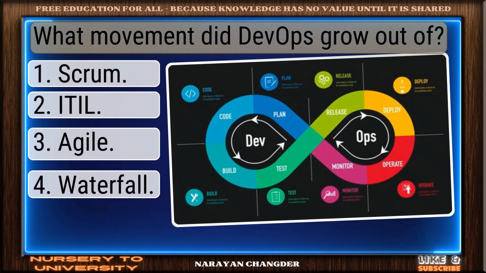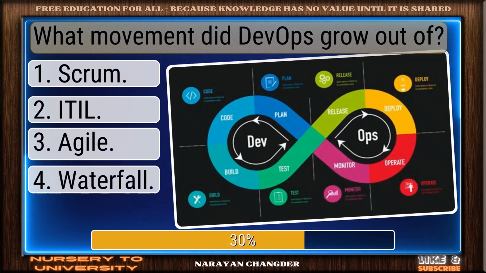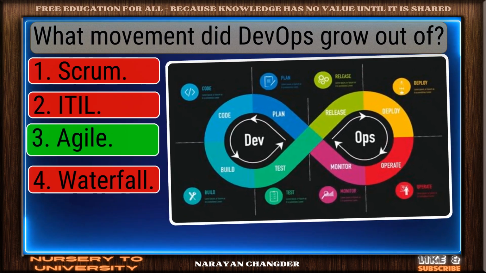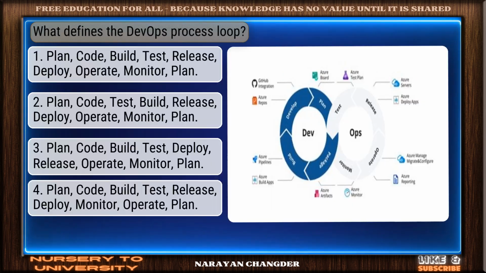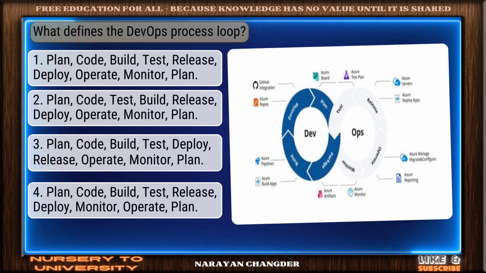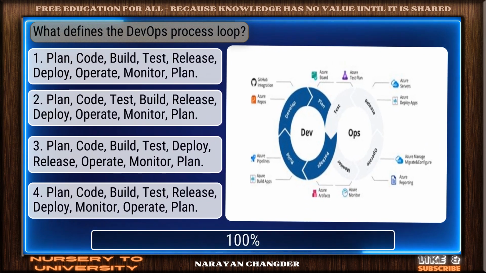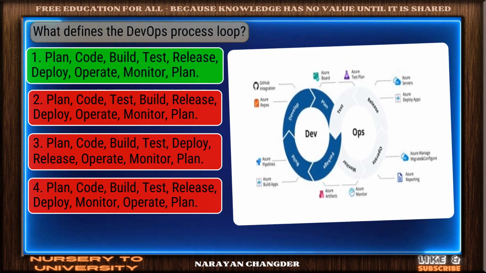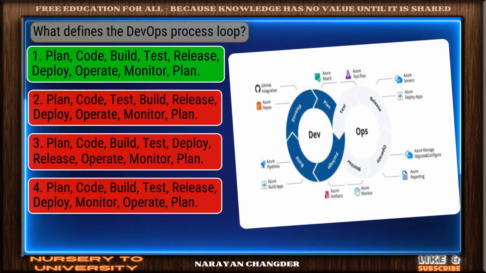Question number 17. What movement did DevOps grow out of? Smart pick. Agile is the correct choice. Question number 18. What defines the DevOps process loop? Right again. Plan, code, build, test, release, deploy, operate, monitor. Plan is a valid answer.